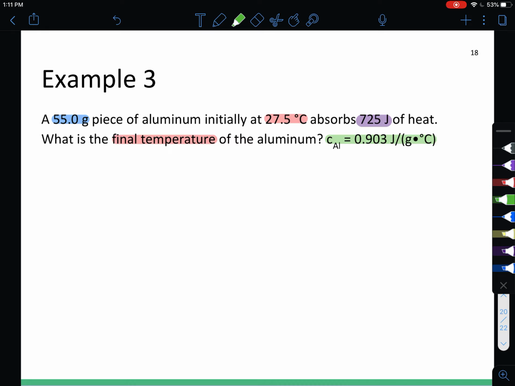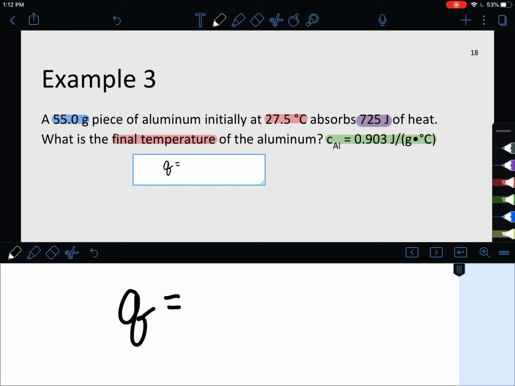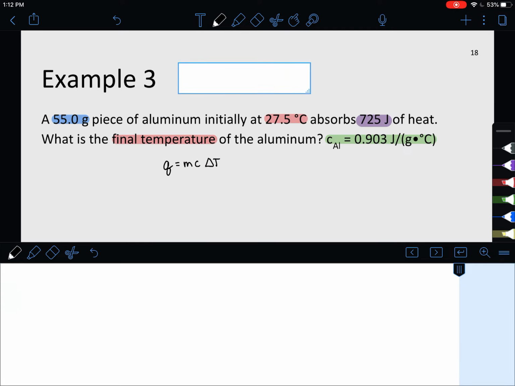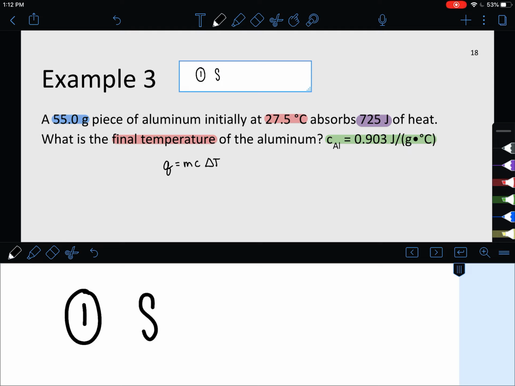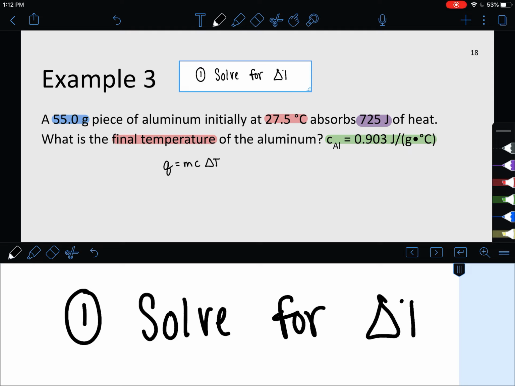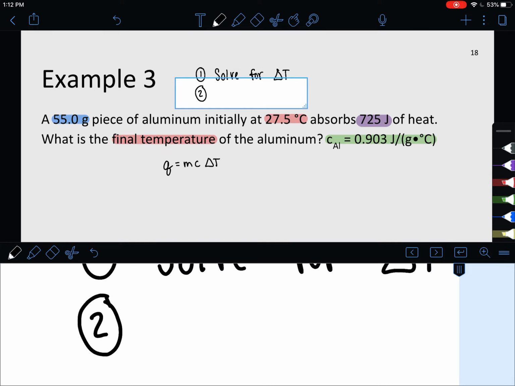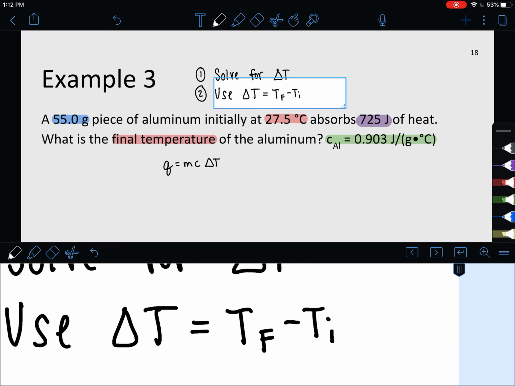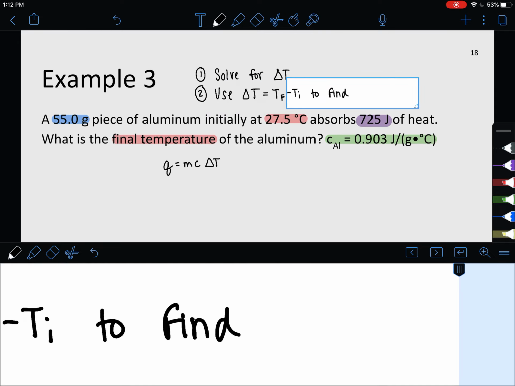Okay, so calculations with temperature can sometimes be a little confusing for students. And I think the reason why is because in the equation, we have Q equals MC delta T. And we're not going to end with the delta T. We know the initial. We want to know the final. So what you guys need to do in situations like this is first solve for the change in temp. Then you will use delta T equals TF minus TI to find the unknown temp.